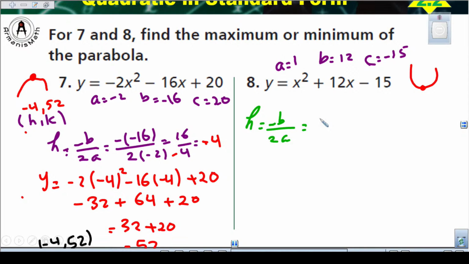Well, let's do it quickly. So I've got -12 divided by 2 times a, which is 1, which is -12 over 2. That's a -6. That is correct. Good job. Now we're going to take the -2 and -6 and plug it in to give you the other side. So y equals what?